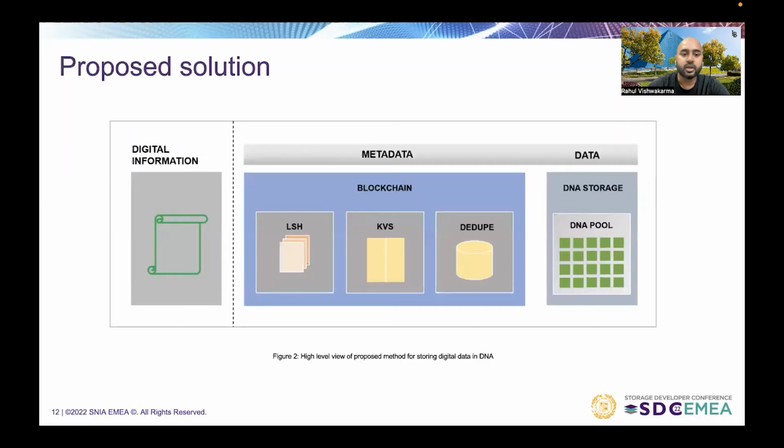Now for the proposed solution, this is a very simplified approach for the storage of biological data on a blockchain-based metadata. So over here we will have locality similarity hashing, which will be transformed to a key value store, and finally it will be sent to the actual storage, which is a dedupe store. Once we get the dedupe store, we will store each chunk over a DNA pool, which physically we will synthesize in the lab. And this will be our actual digital information.